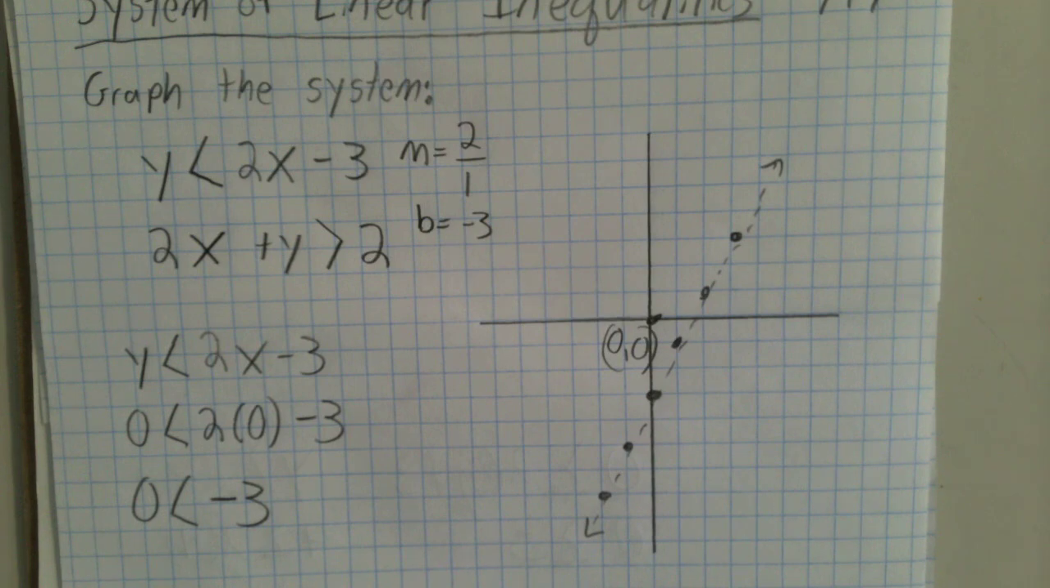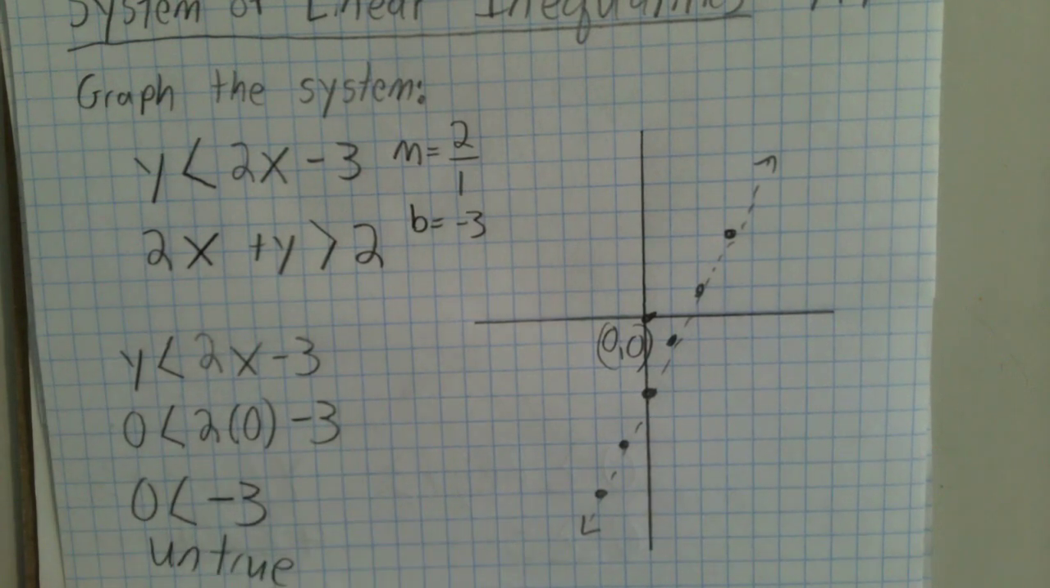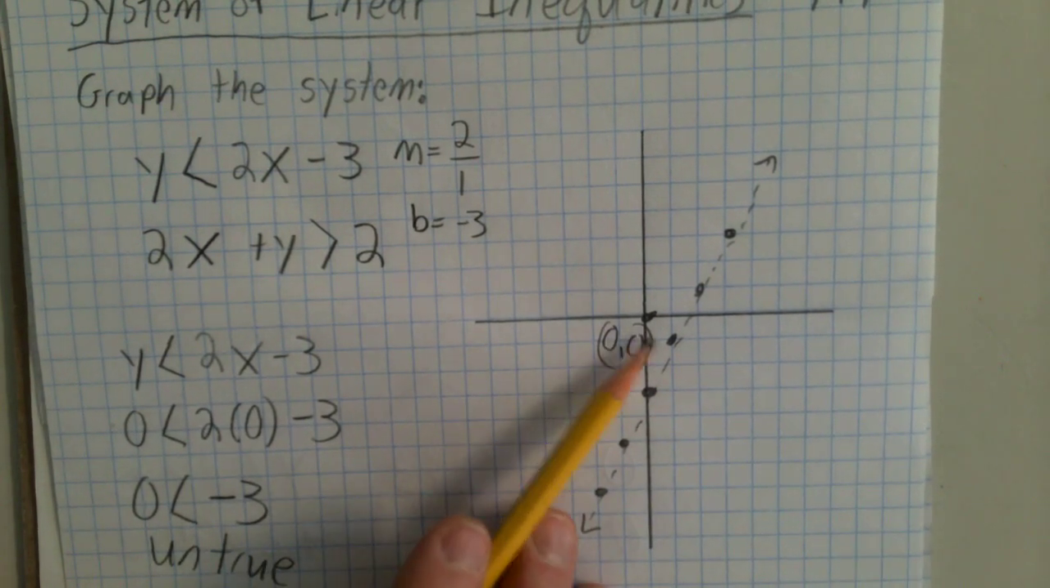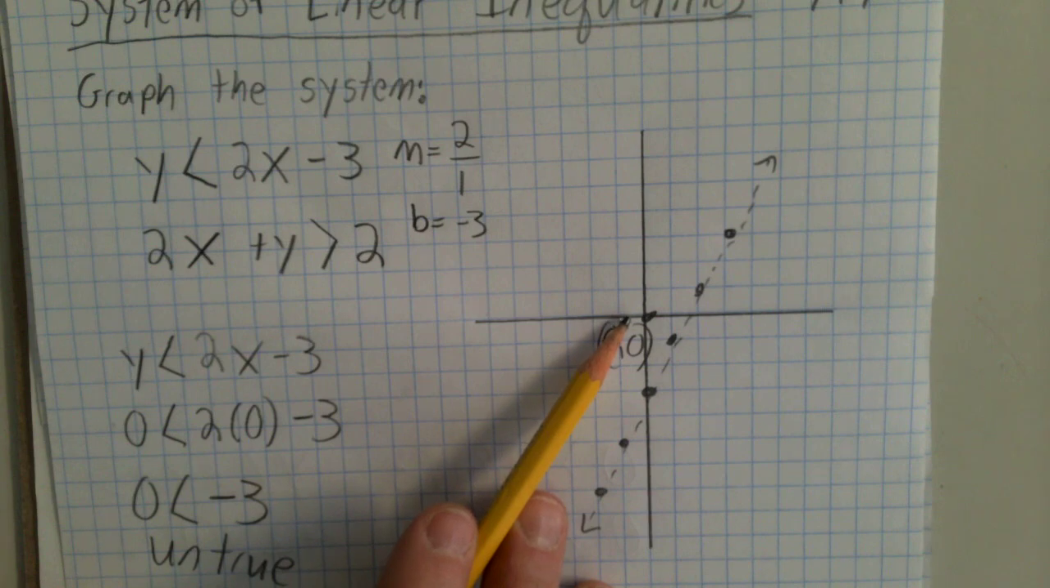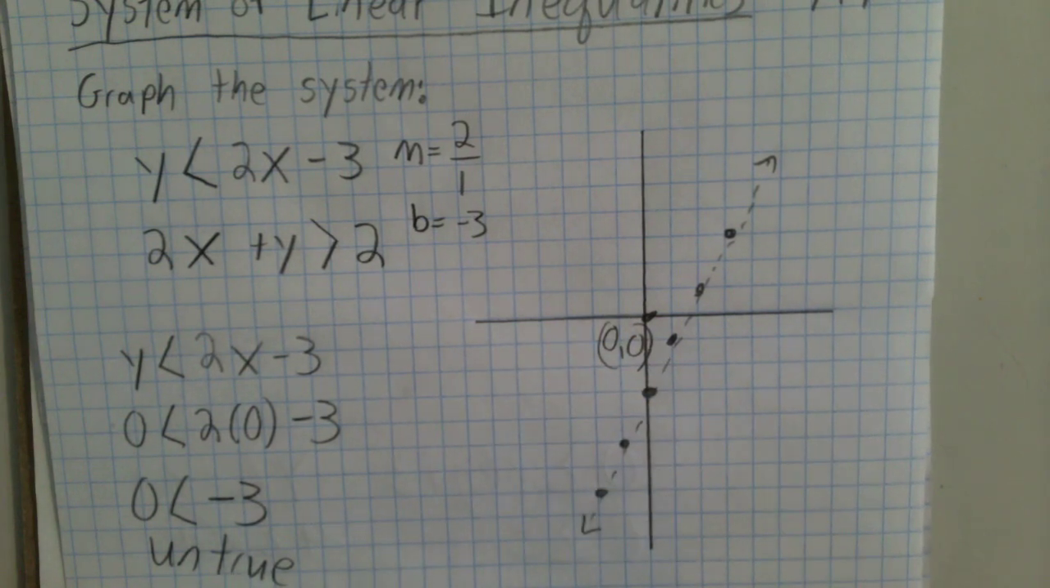This is hard. So after I plugged in 0, 0, I ended up with 0 is less than -3. Is the alligator eating the bigger number? No, it is not. So this is an untrue statement. So we should shade down. So that tells me that 0, 0 is not a solution. So I'm not going to shade above. I'm going to shade below.